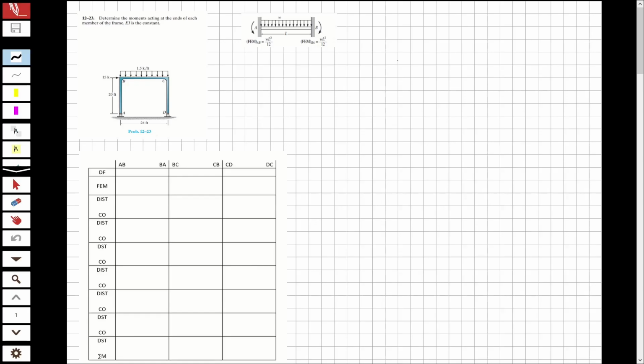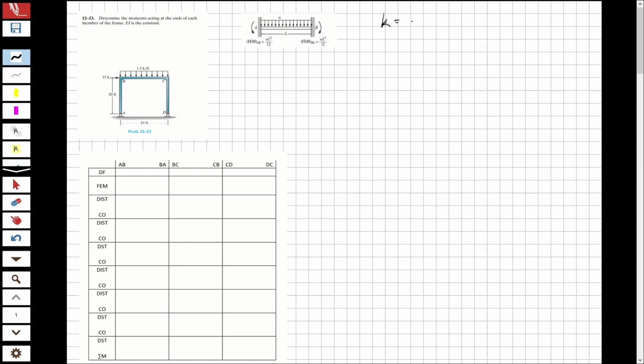In this video we are going to analyze a question using the moment distribution method. And you can see there's a sidesway in this question. So let's try to solve the question. First, I'm going to start with determining the stiffness factors.